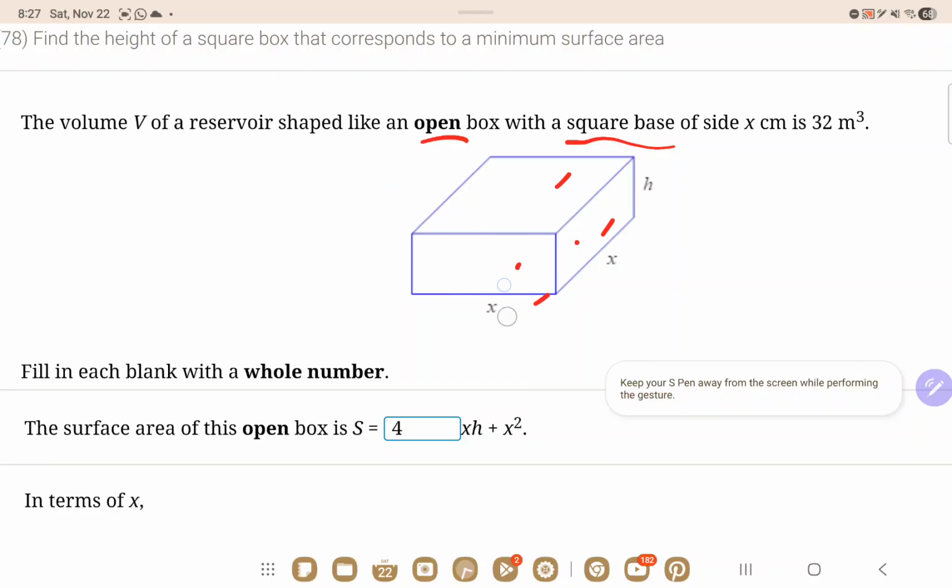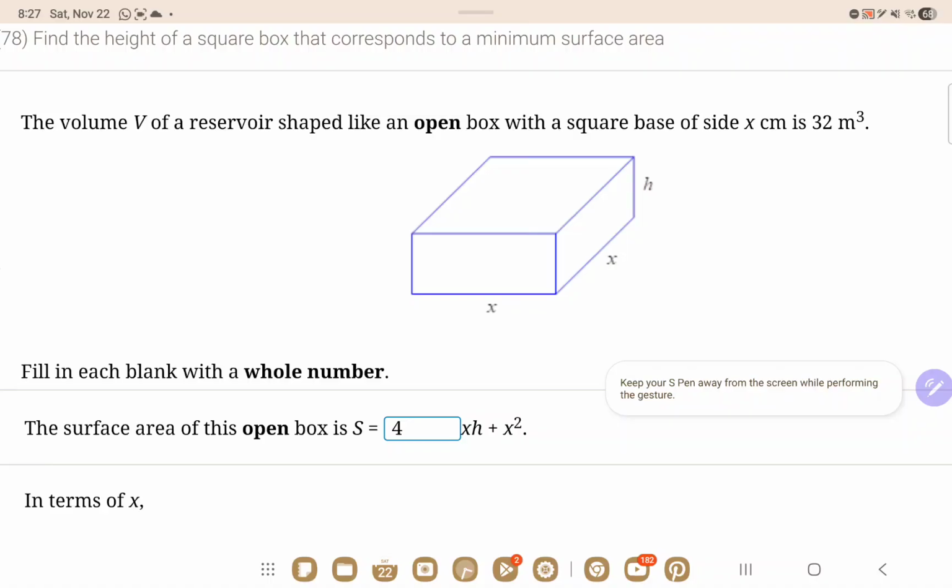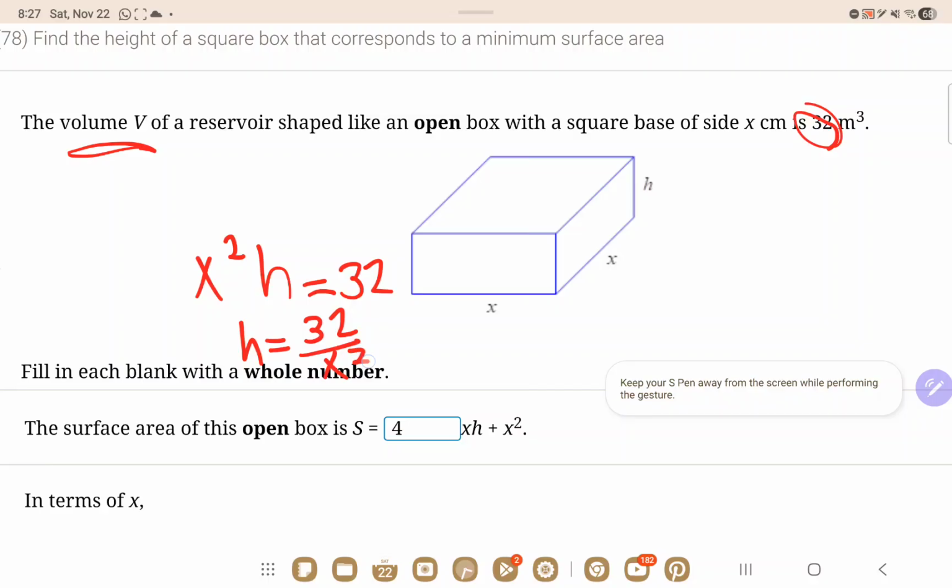So the four sides are rectangles, x times h, so you have 4xh. And the base is going to be x times x, so x squared. Now, they want it in terms of x. They told you that the volume is 32. And we know that the volume of a square-based box is x squared h. It's length times width times height if it's a rectangle, but here, since it's a square, it's x squared h. They gave you that this is equal to 32, so h is equal to 32 over x squared.